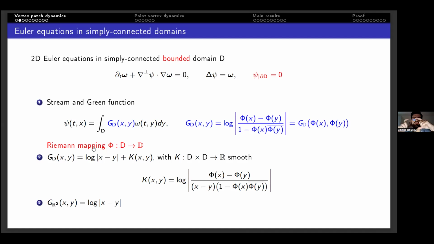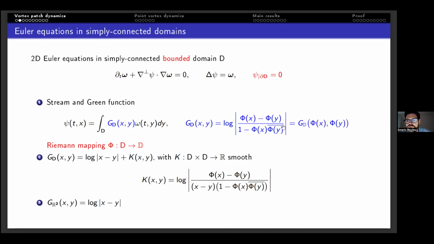So if you take your domain D, you make a conformal transformation to the unit disk. And then you can express the Green function like this. So the kernel is quite explicit in some sense if you know the Riemann mapping.